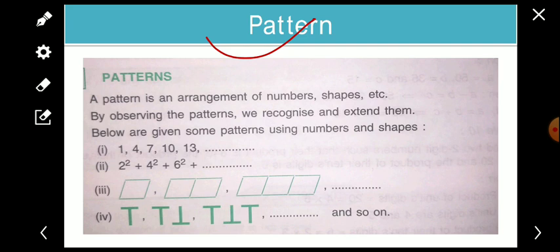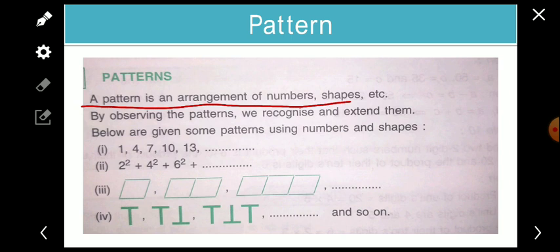In the last sessions we have learned about the properties of whole numbers, for addition, for subtraction, for multiplication, and for division. For all the operations we have learned the properties of whole numbers, and today we will learn about patterns. A pattern is an arrangement of numbers or shapes. Actually, what is a pattern?